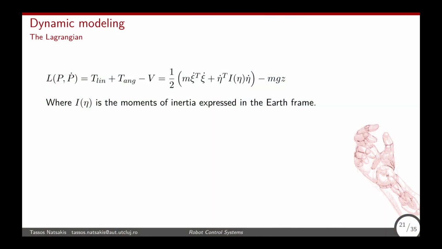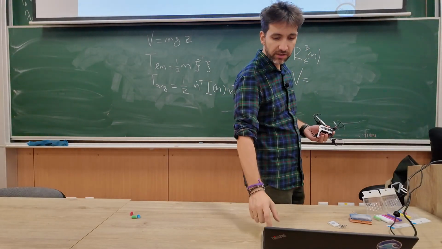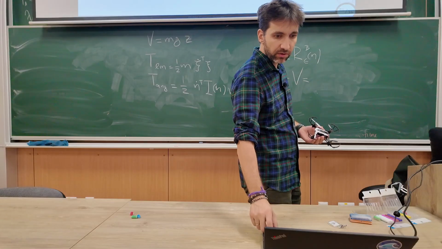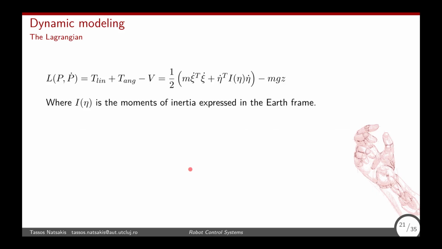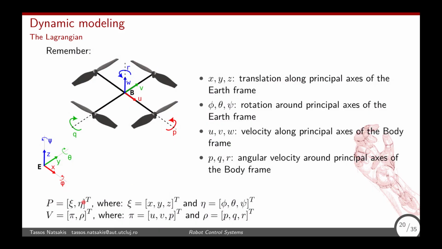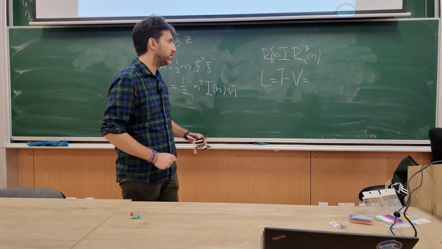Expressed in the Earth frame. Okay? Now, in order to get to the Coriolis matrices and so on, we had to do the Euler-Lagrange differentiation, which was basically this one. So here I take the Lagrangian and I differentiate it with the derivative of p, with p being a combination of xi and eta, the coordinates of the system. Right, so you just write it in one.